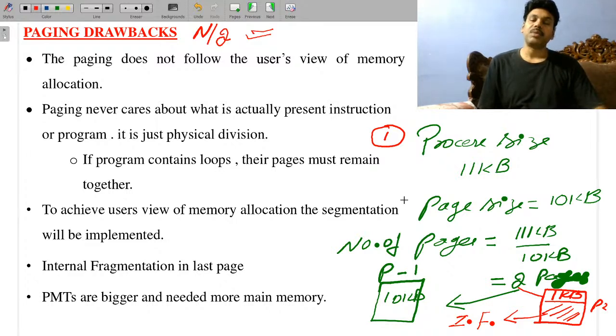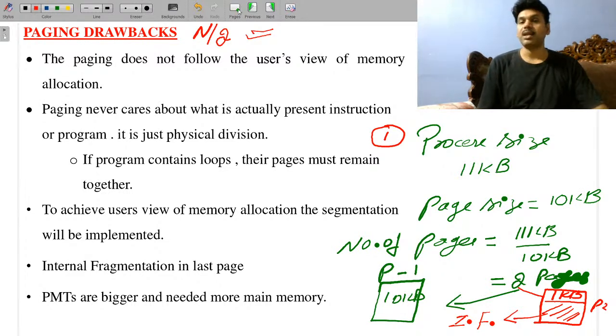And the other important point, why we are leaving paging, is another reason. Your paging is not going to be according to the user's point of view. What is the user's point of view?